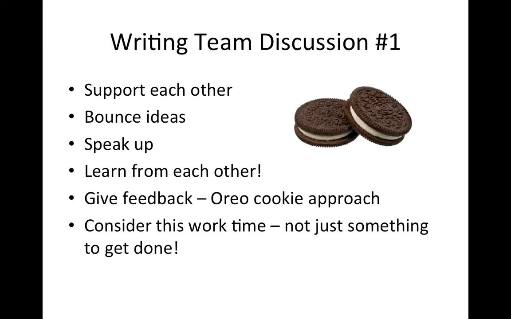And so you might think about using the Oreo cookie approach. It's one where you have 2 positives and a suggestion sandwiched in between. It doesn't have to be exactly in that order, but the idea is that you're balancing your comments or your feedback to your writing team members by sharing positives, what you like, what you think the person did well, and then maybe what you wonder about or what you think might seem unclear. And that's the part of that suggestion or the cream filling in that Oreo cookie.